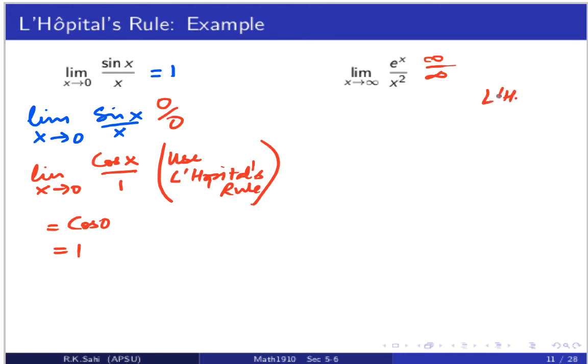So using L'Hopital's rule, we get the limit as x tends to infinity of e to the power x over 2x. Now once again, we notice, what is this expression? We substitute infinity, what do we get? We again get infinity over infinity. So we can still apply L'Hopital's rule.